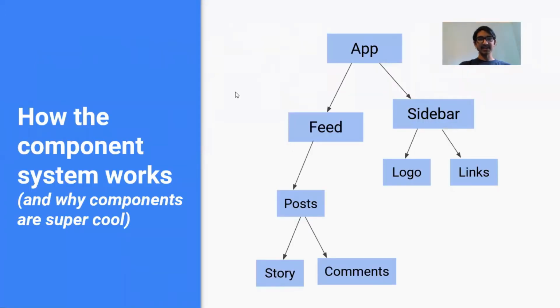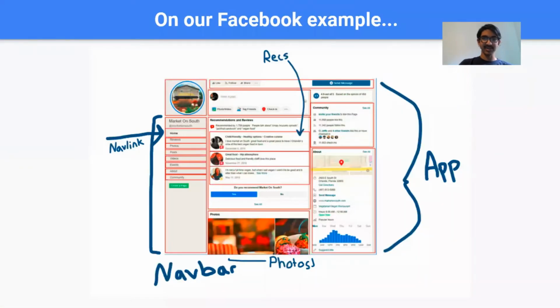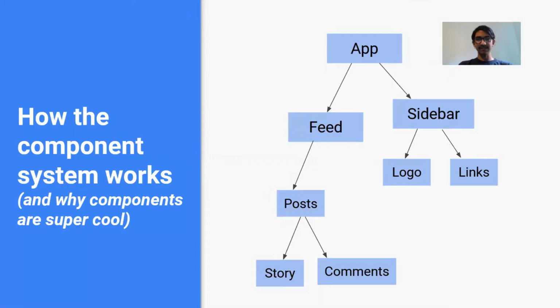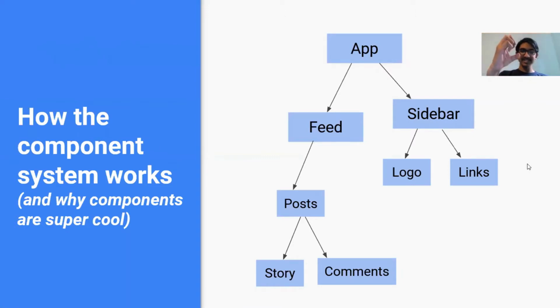Great. So let's talk about the component system first, and why components, in my opinion, are super cool. So if we look back at the Facebook page, you can see that there are different components. There's the full app, right? But there's also the feed as one smaller component as a part of it, and a sidebar. And the sidebar has a logo. It's got different links that are separate components in and of themselves. And the feed has posts, and within each of those posts are stories and comments.